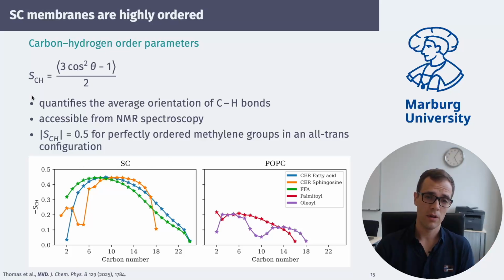And you see that here, where we looked at carbon-hydrogen order parameters as a function of the lipid carbon number, and you see that in POPC, these order parameters have relatively low values of up to 0.2. A value of 0.5 corresponds to a perfectly ordered methylene group in an all-trans configuration. So in stratum corneum, we're very close to this perfect ordering. So these systems are highly ordered, and that's typically not good if you're looking for complete sampling.